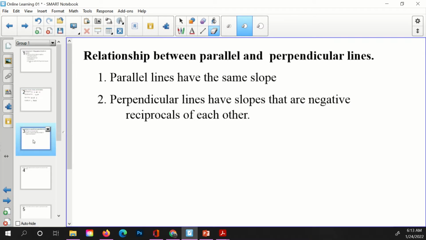Final note that I want to talk about for this one is that there's a relationship between parallel and perpendicular lines. Parallel lines have the same slope, and perpendicular lines have slopes that are negative reciprocals of each other. We will talk about that in the last example.